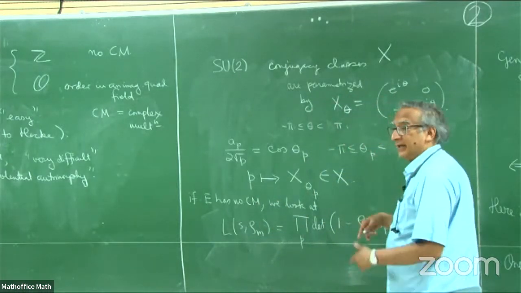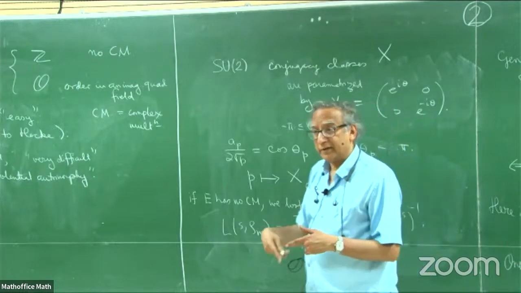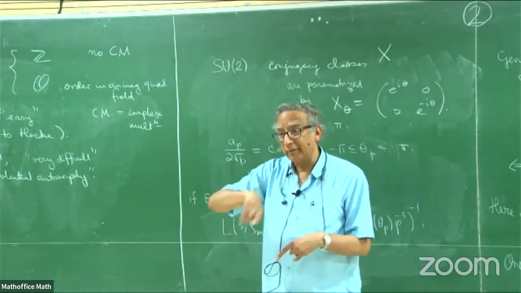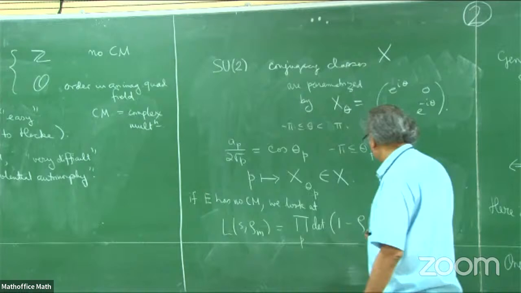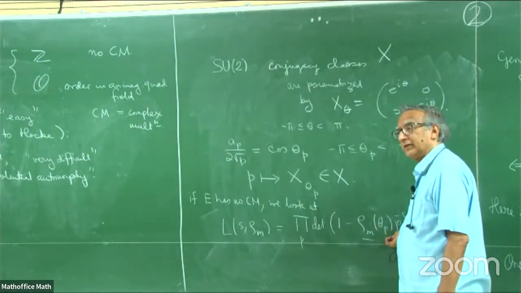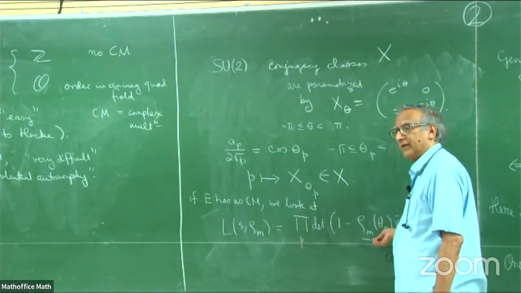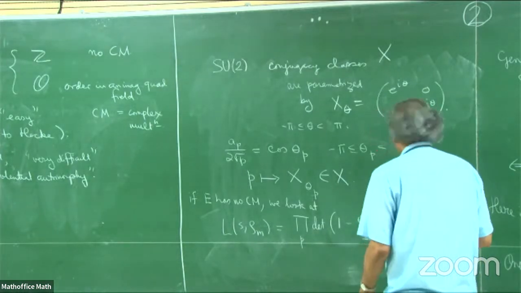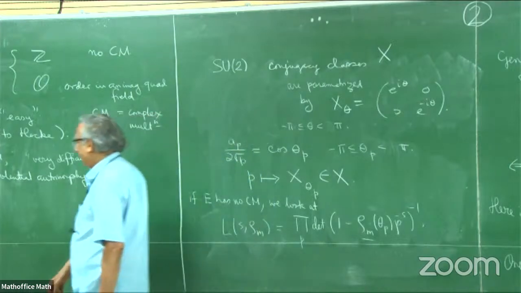And then the question is, as I vary the primes, is it uniformly distributed? And that requires me to go checking each irreducible representation and constructing this L function. And I can write this L function down very concretely. Let's do that right now.